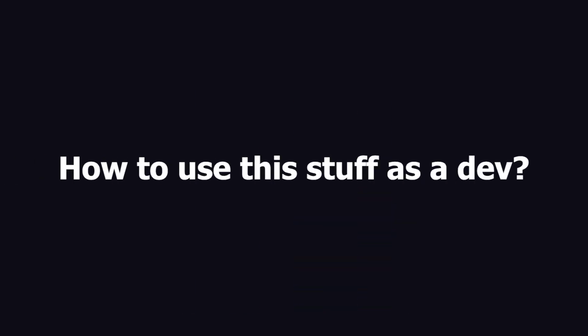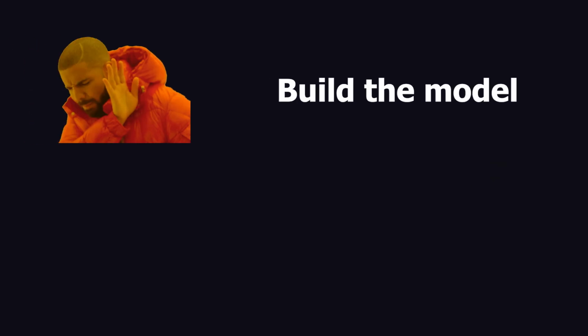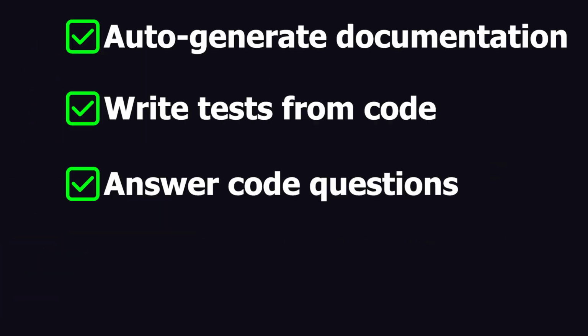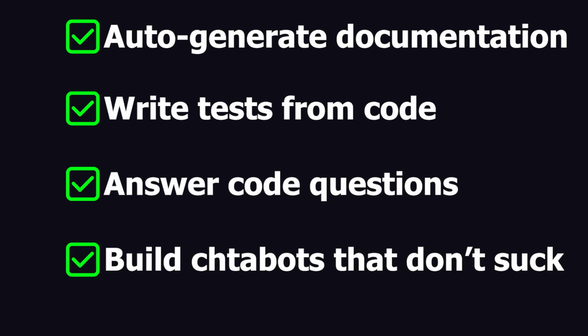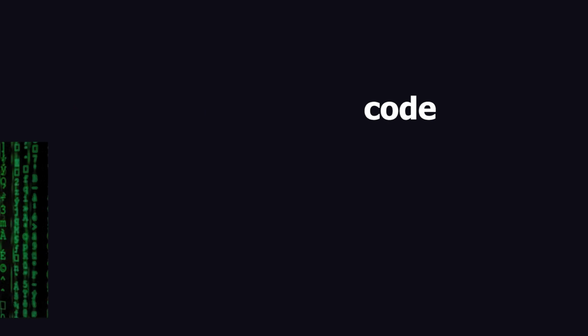But how to actually use this stuff as a dev? You don't need to build a model. You need to use it. Auto-generate documentation, write tests from code, answer questions about your codebase, build chatbots that don't suck. These models are just fancy pattern recognizers. And guess what? So are developers.